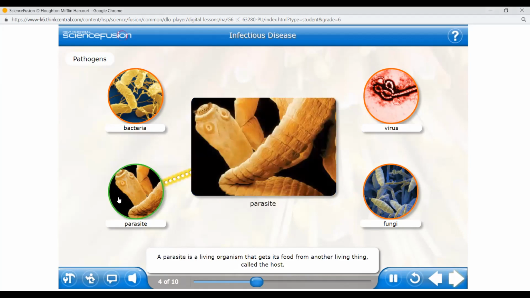A parasite is a living organism that gets its food from another living thing, called the host. Some parasites are too tiny to see without a microscope, while others are visible to the naked eye. Examples of infectious diseases caused by parasites include malaria, giardiasis, and tapeworm infections. So next.